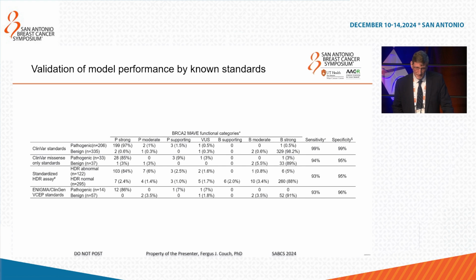So then, okay, we have a functional result, but what does it really mean? Well, we have to calibrate it or standardize it to other standards rather than just the nonsense and synonymous. So what you're looking at here are 4 different collections of known standards. And if you just look at the top row, it's ClinVar.